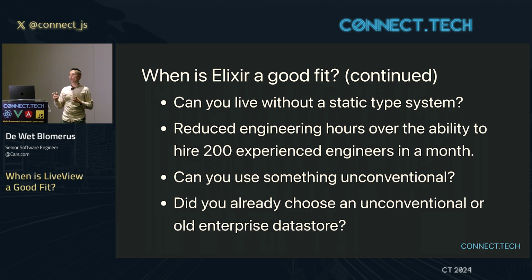Reduced engineering hours over the ability to hire 200 experienced engineers in a month. If your business had a really good quarter, and the CFO said, hey, we can increase the engineering budget by the most we've ever increased it, and you're like, cool, we could hire 200 full-time engineers with this money. Let's go do it. If you want to hire people with Elixir experience, there might not be enough liquidity in the job market for you to do that without meaningfully driving up the paychecks of Elixir engineers. So that is a downside.